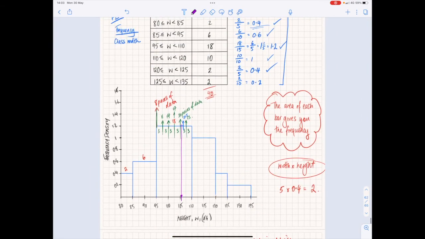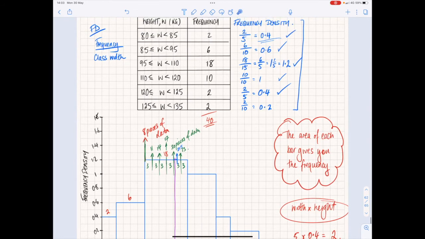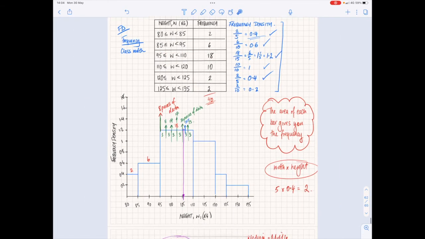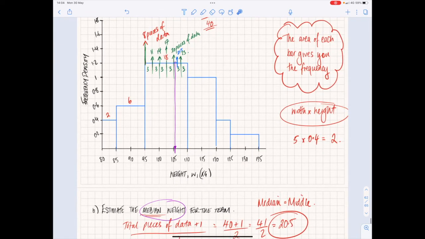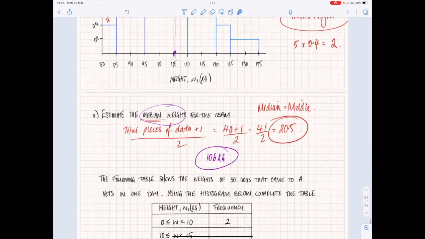Okay, and if we go up here and we look at that, looking at the median weight, it makes sense that the 20 to 21st piece of data fits in this group between 95 and 110, but we're saying it's 106. So that's how you can use a histogram to find the median value if you're asked to find that.